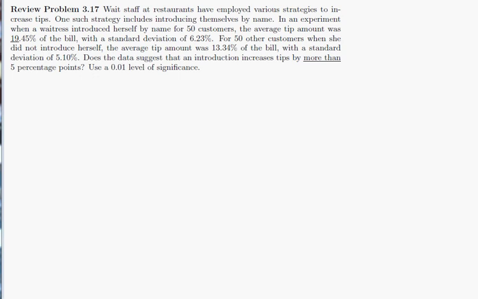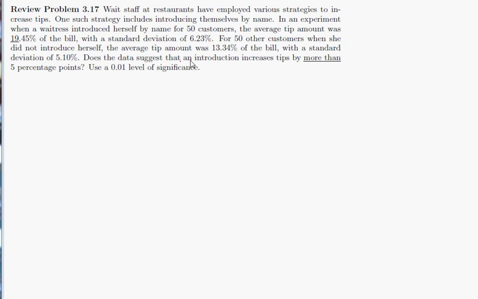Let's now turn to this hypothesis testing question where the null value is something other than 0. The average amount was 19.45 with a standard deviation of 6.23 when the waitress introduces herself by name. For 50 other customers, the average is 13.34 with a standard deviation of 5.1. Does the data suggest an increase of tips by more than 5? Use a 0.01 level of significance.